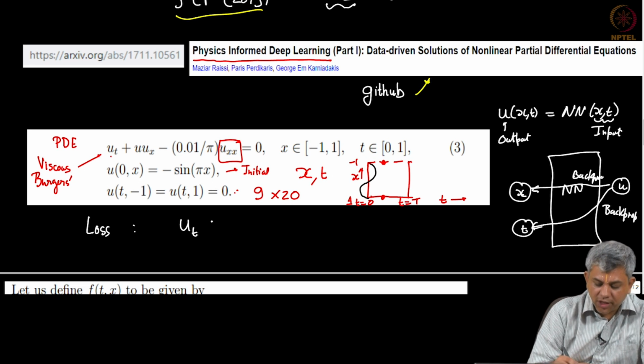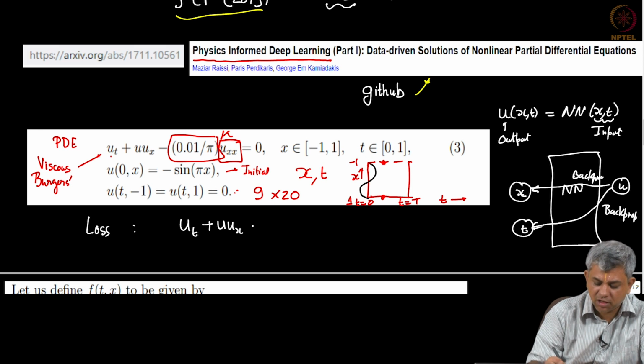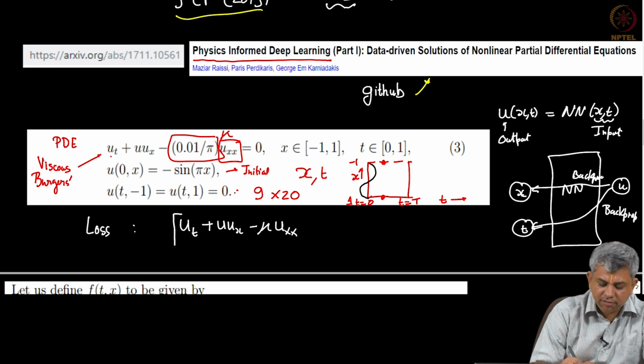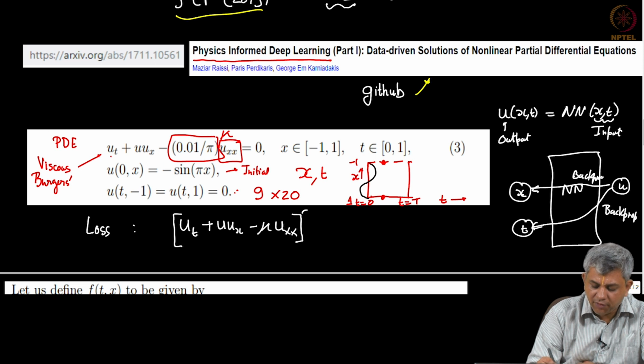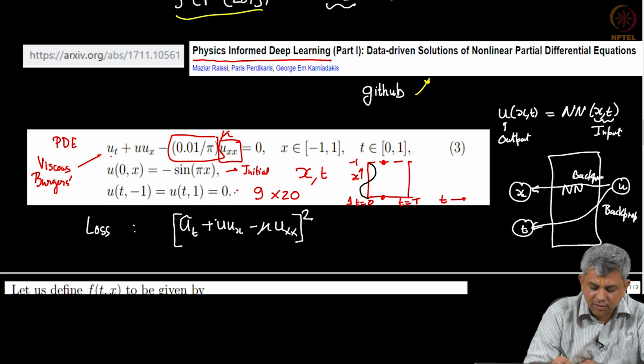Okay. So, ut plus ux, let me call this coefficient mu, because it is just a constant, minus mu times uxx. This has to be 0, but instead I will square it and say, of course, I will assume this is u hat.